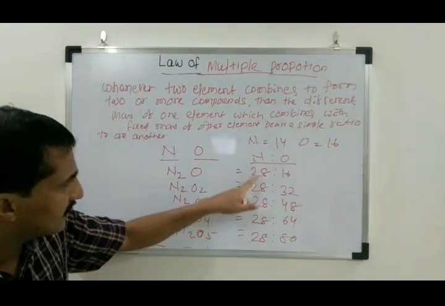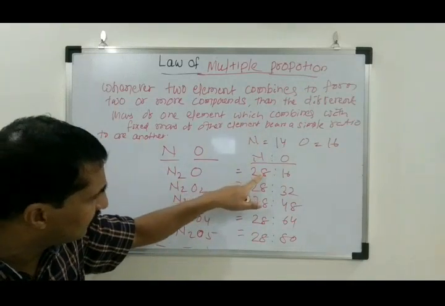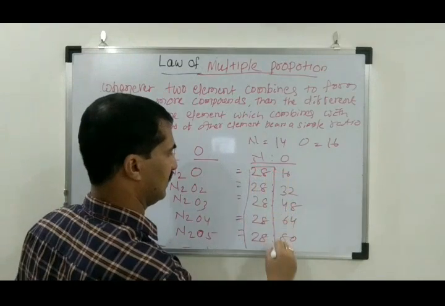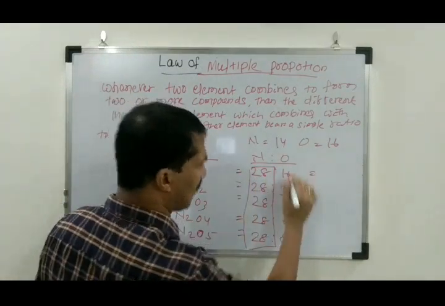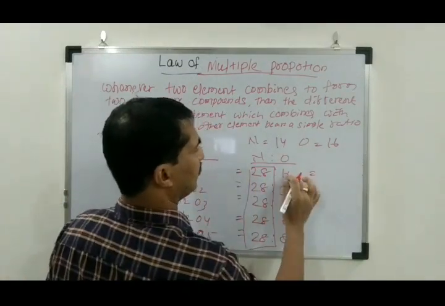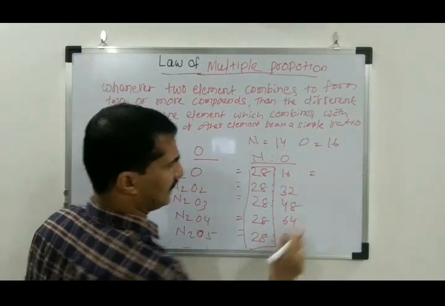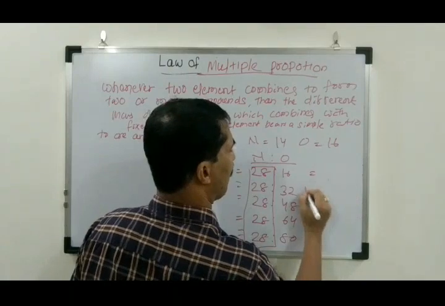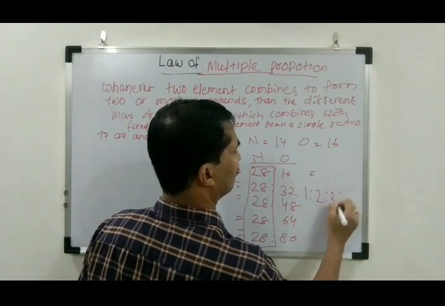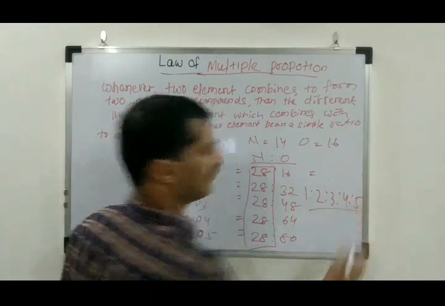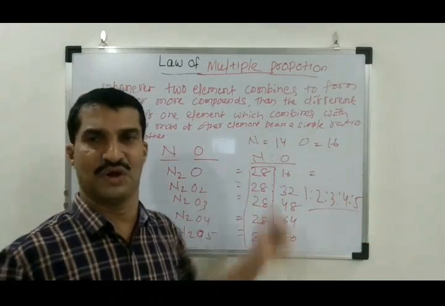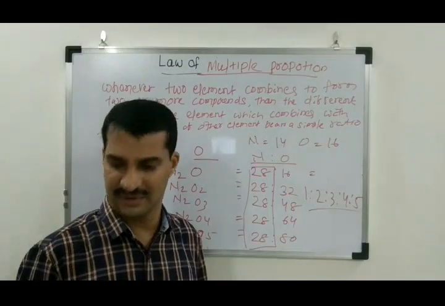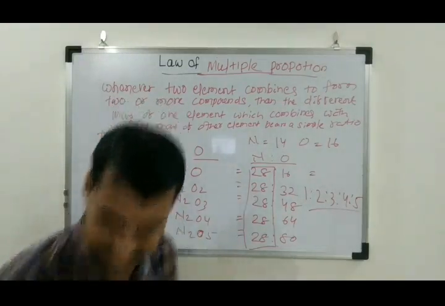Now the mass of nitrogen remains constant, all are 28. If I take the ratio of oxygen in all cases, 16, 32, 48, 64, 80, I will get 1:2:3:4:5, which is a simple ratio. Clear? So I will take a numeric problem quickly.